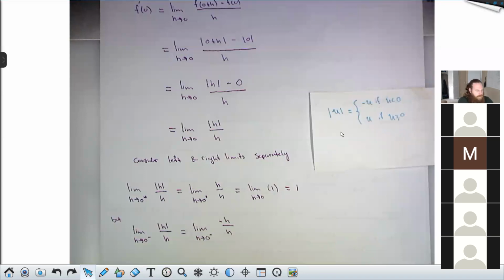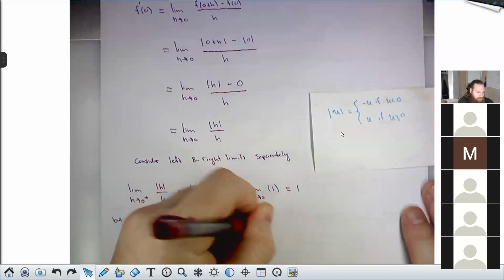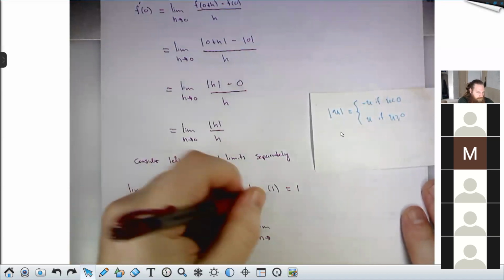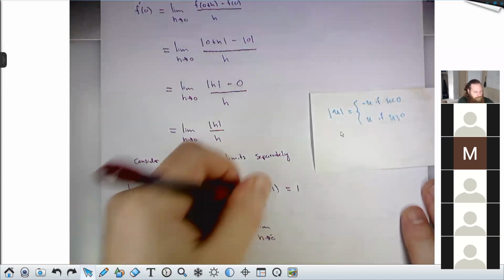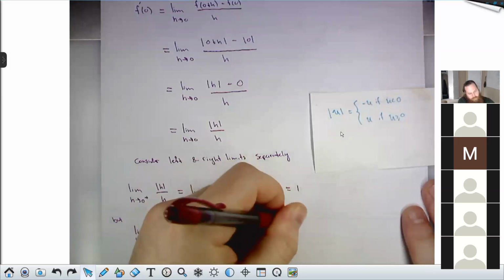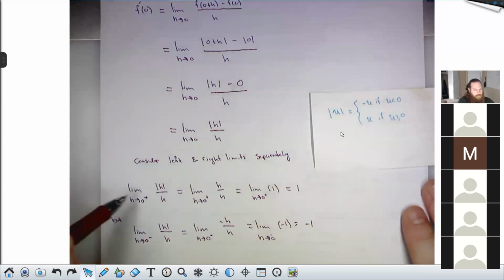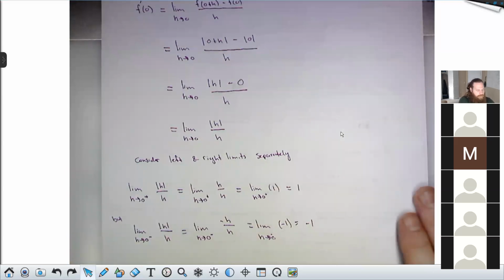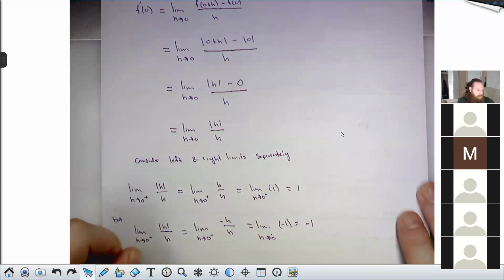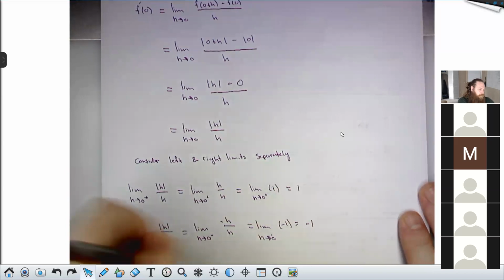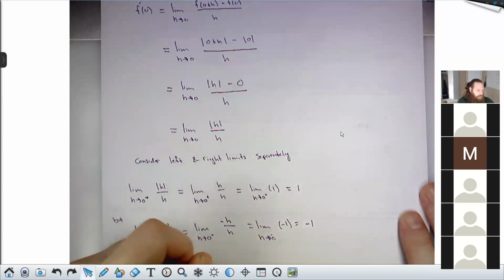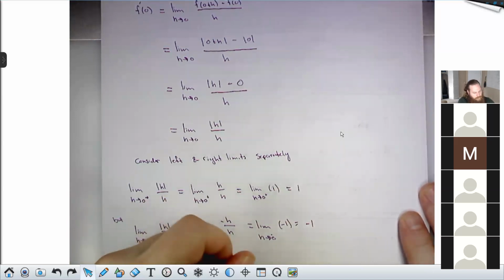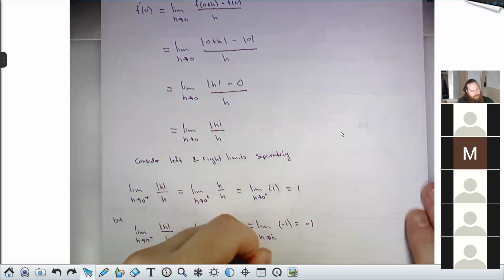That's just the definition. So now here you get the limit as h goes to 0 from the left of negative 1. But that's just a constant again, so this is negative 1. So the left and right limits that define the derivative at 0 are different. So f prime of 0, which would be the limit as h goes to 0 overall, no one-sided, of abs h over h, this is a DNE.